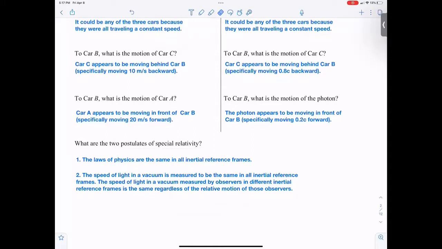Einstein's postulates of special relativity: number one, the laws of physics are all the same in all inertial reference frames, which goes to what we were saying earlier. All inertial reference frames are valid. Number two, the speed of light in a vacuum is measured to be the same in all inertial reference frames. The speed of light in a vacuum measured by observers in different inertial reference frames is the same regardless of the relative motion of those observers.